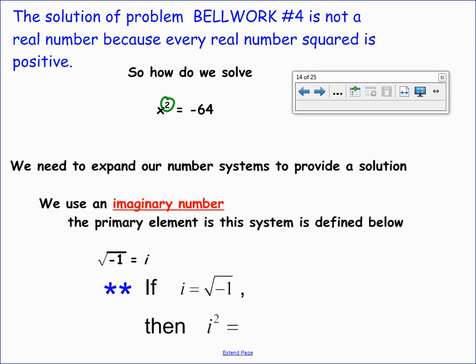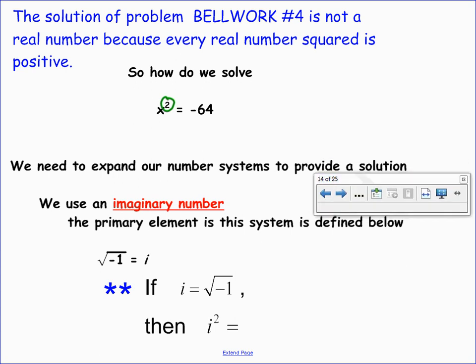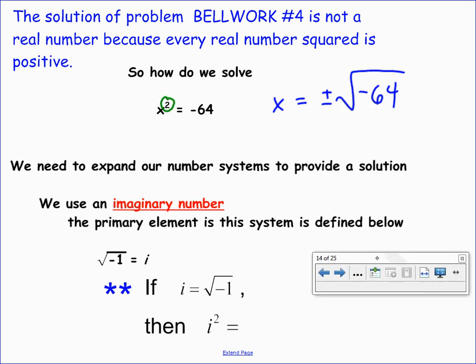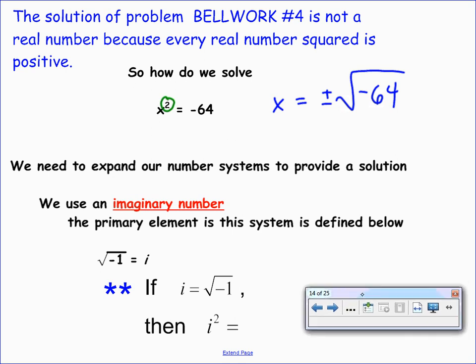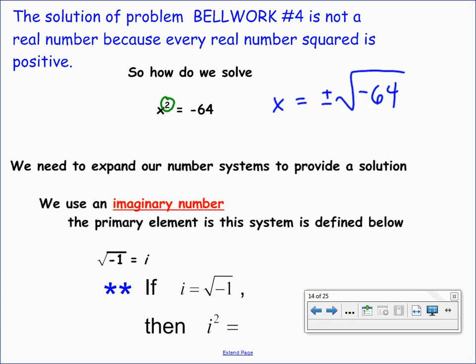We need to expand our number system to provide a solution. So we use an imaginary number. That's called i. i is going to represent the square root of negative 1. So when we were trying to solve this, we undid squaring by square rooting, and we got x equals the positive and negative square root of negative 64. If we entered that in our calculator, we would get an error, non-real answer. However, there is a solution. It's just non-real. We're going to get around this fact by calling the square root of negative 1 i. So i will be defined to be the square root of negative 1.